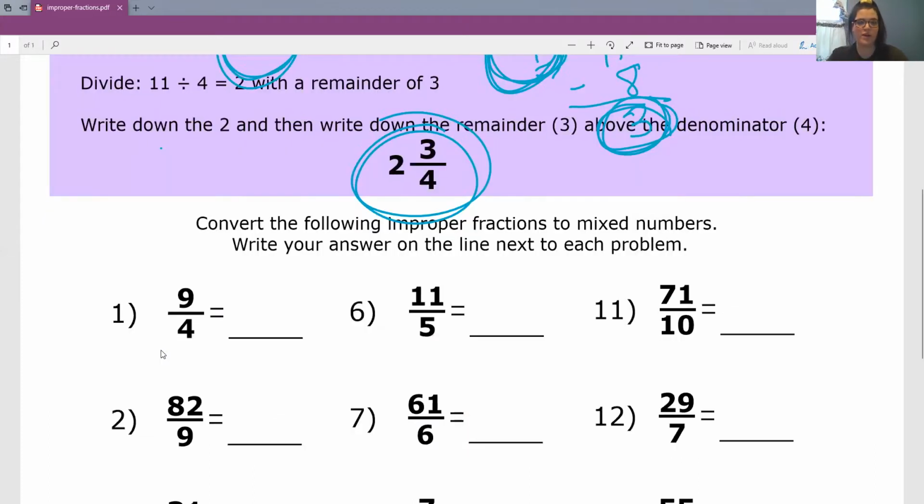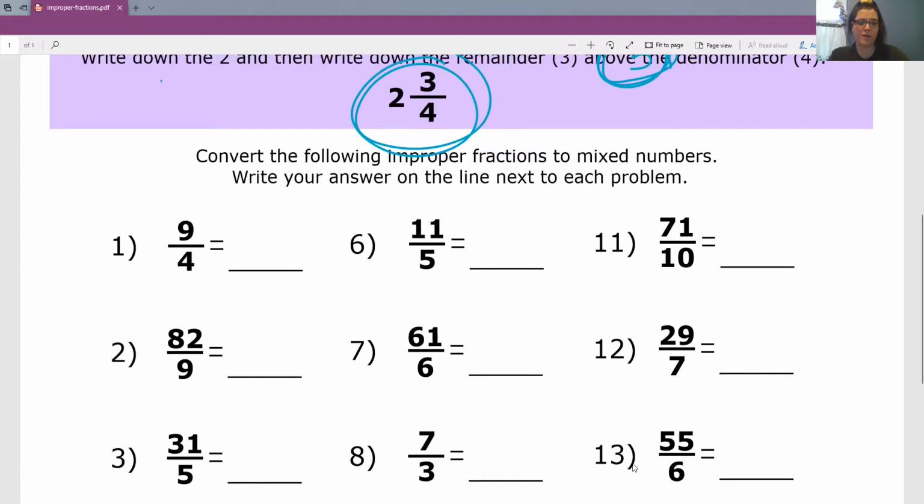Okay, so now our first problem, number 1, is 9/4. And they want us to change 9/4 into a mixed number. So we'll start by setting up our division problem. So this would be 9 divided by 4. So that's what it would look like if we wrote it that way. So this is 9 divided by 4.